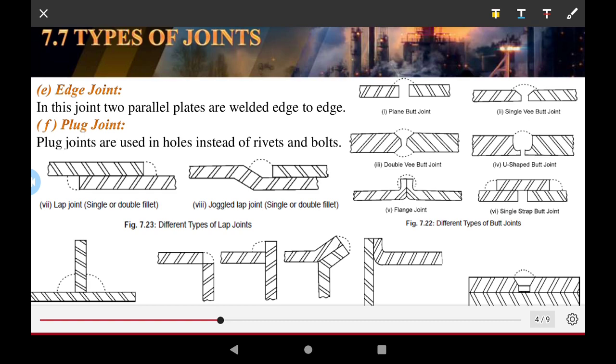This is the butt joint. One workpiece against another. This is the single weave joint, the single V joint.